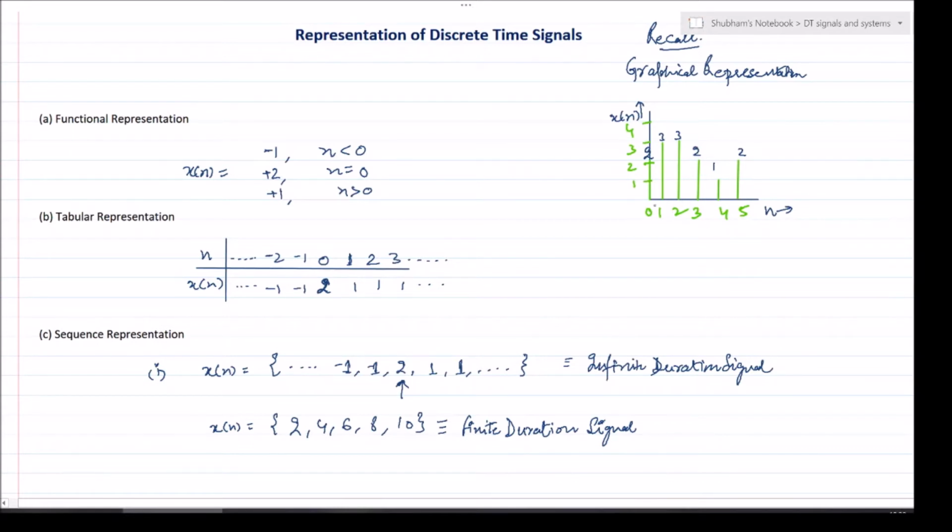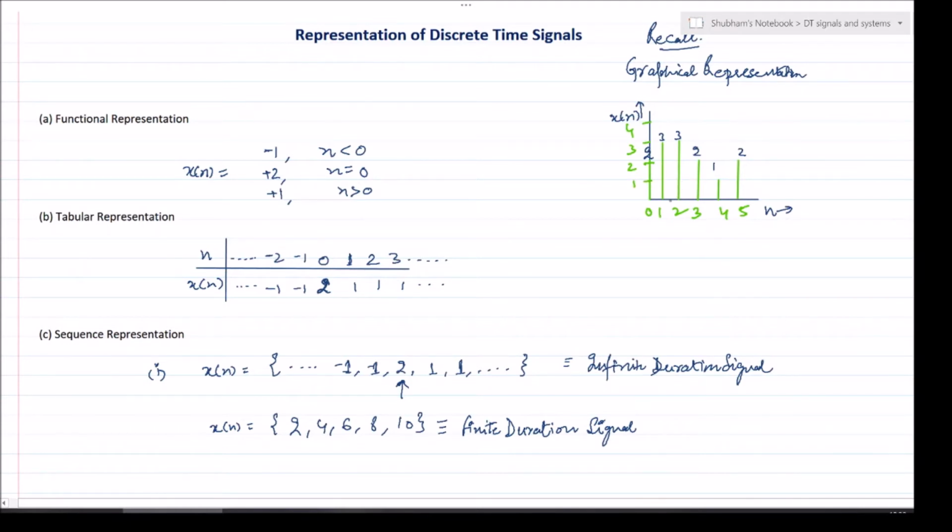So we have 0, 1, 2, 3, 4, 5 samples of the signal, and the corresponding values are 2, 3, 3, 2, 1, 2. So this is the graphical representation. It was the basic representation which tells us the corresponding amplitudes of the signal x[n] at every instant n. So it denotes a discrete time signal x[n] as a function of an independent variable, that is an integer.